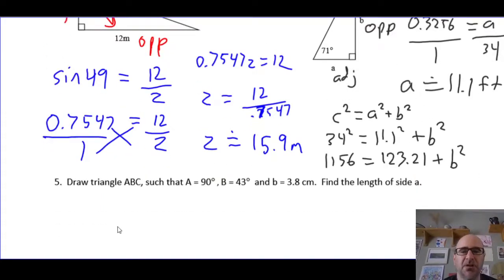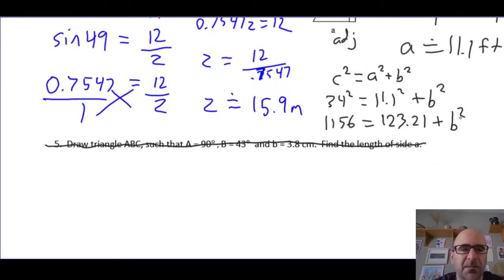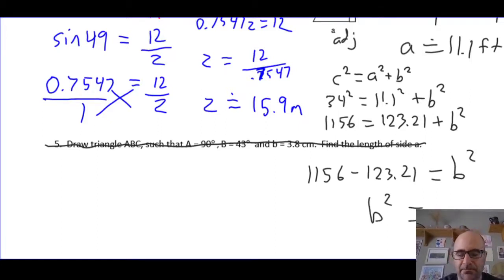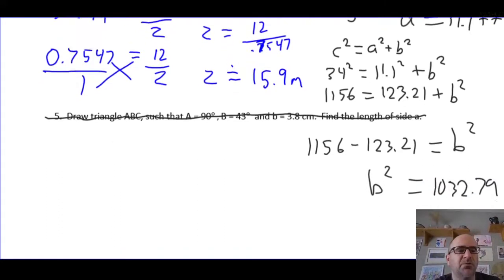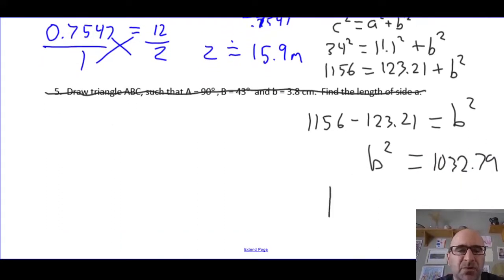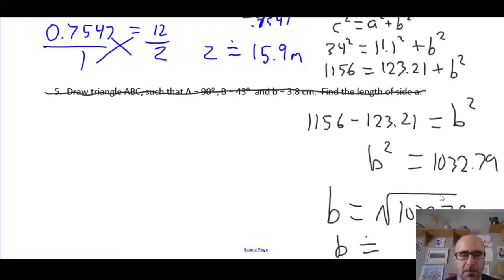Okay, I've just run out of room here. Next, if I'm solving for B squared, I know that 1156 take away 123.21 equals B squared. So that gives us a B squared value of 1032.79, and then finally we need to take the square root of that value to get the answer, which gives about 32.1 feet for B.